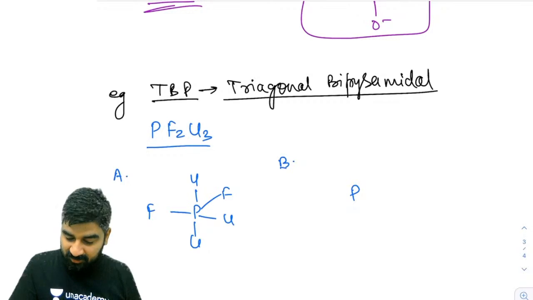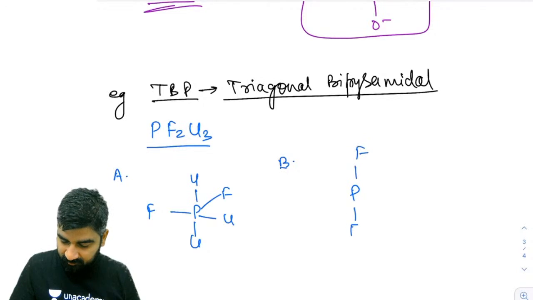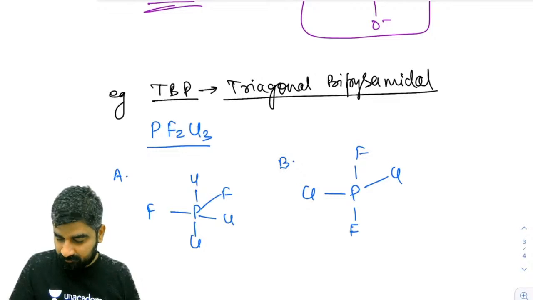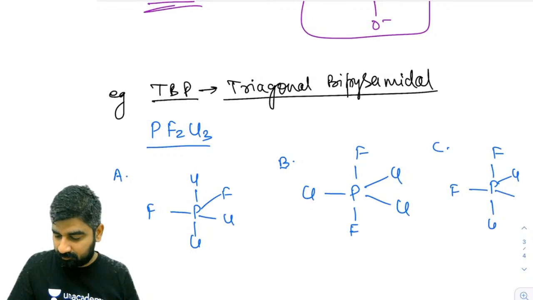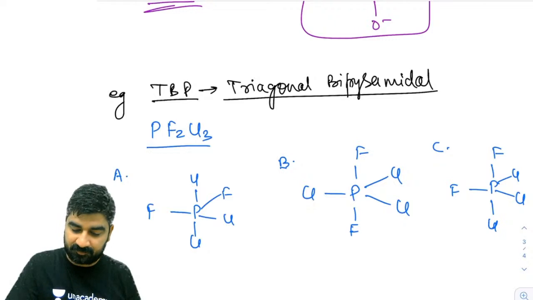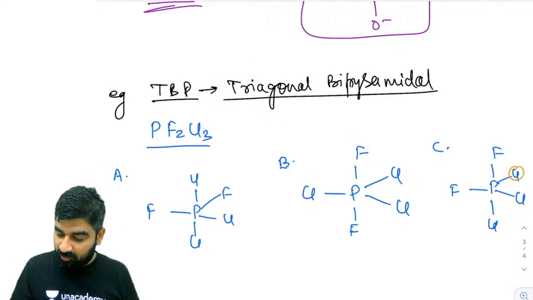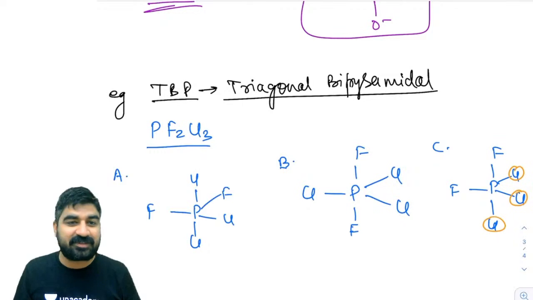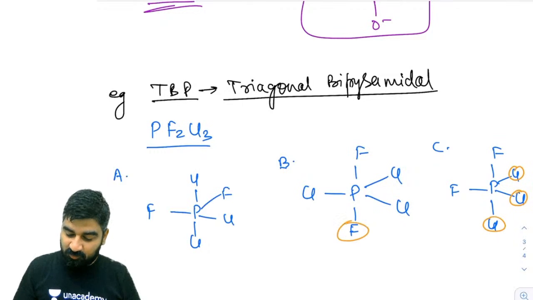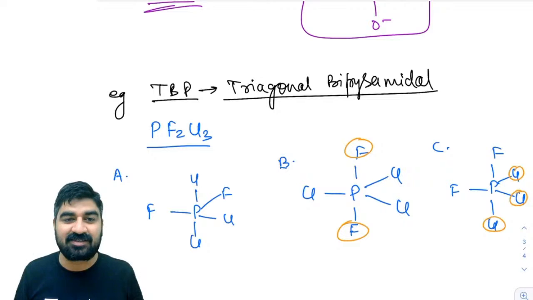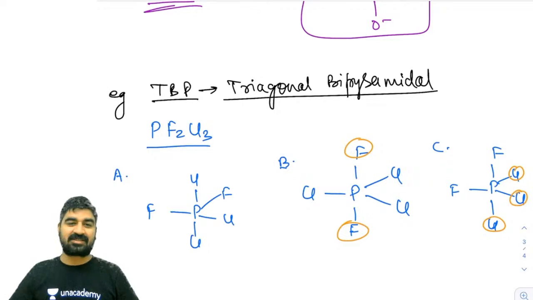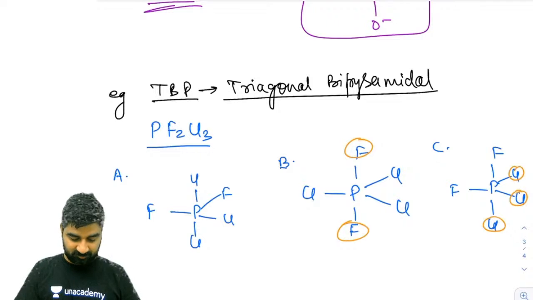So guys, the B option is fluorine, fluorine, and the C option is, yes, now you got it. So we have 3 chlorine over here and 2 fluorine. Out of A, B, and C, which one is correct? Tell me, guys. Be fast. Which one is correct?